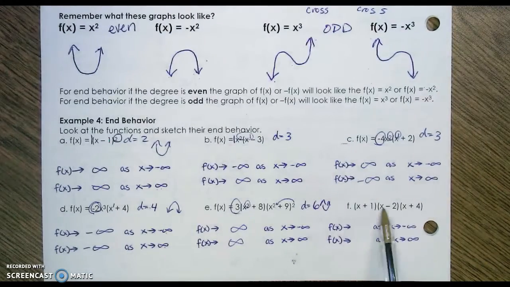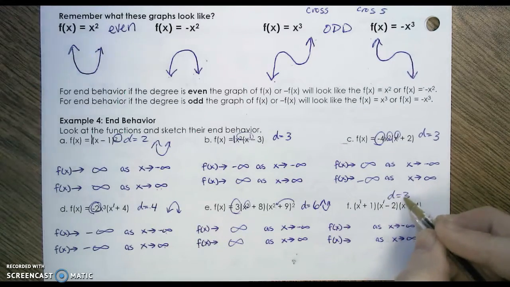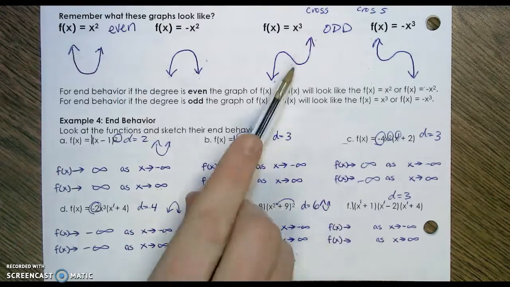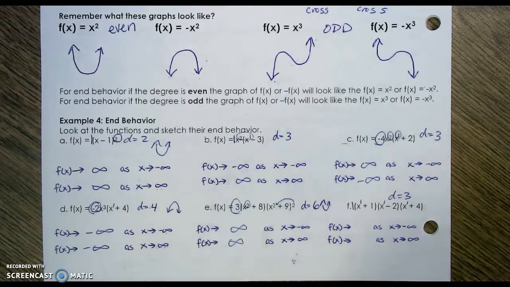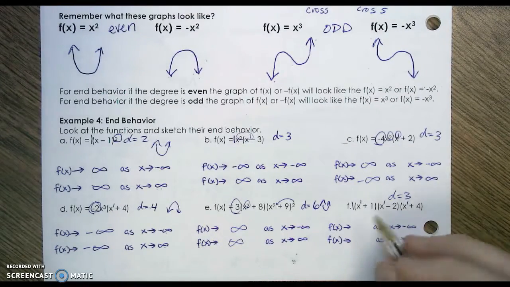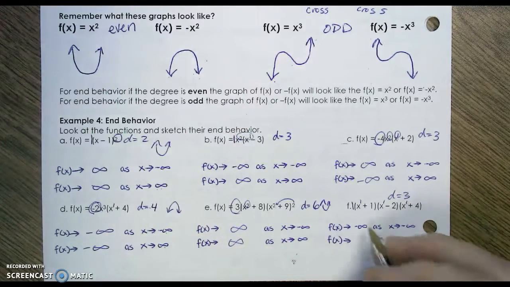Here I've got degree 3, because 1 plus 1 plus 1 is degree 3. And the leading coefficient is an invisible positive 1, so it is like the positive x cubed function, or it is a positive x cubed function. And on the left, it goes down, so negative infinity. And on the right, it goes up, positive infinity.